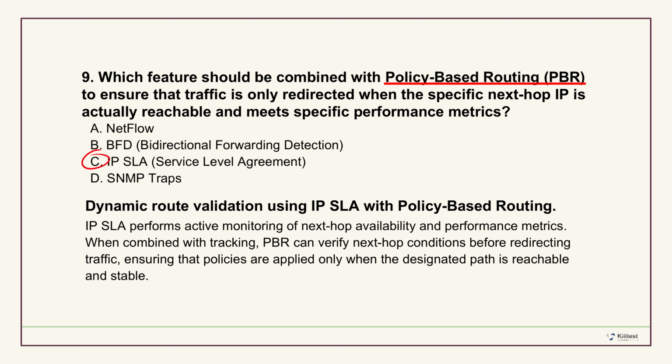IPSLA, service level agreement. So this lets us actively monitor the health and performance of that next hop address. Precisely. You set up an IPSLA probe, like a constant ping or UDP echo to the next hop that's in your PBR policy. If that probe fails, the PBR policy gets dynamically withdrawn. The router just deactivates it using tracking objects that are linked to the SLA status. Then the router just falls back to using the normal routing table. It guarantees traffic always has a viable path. It makes the static policy responsive.